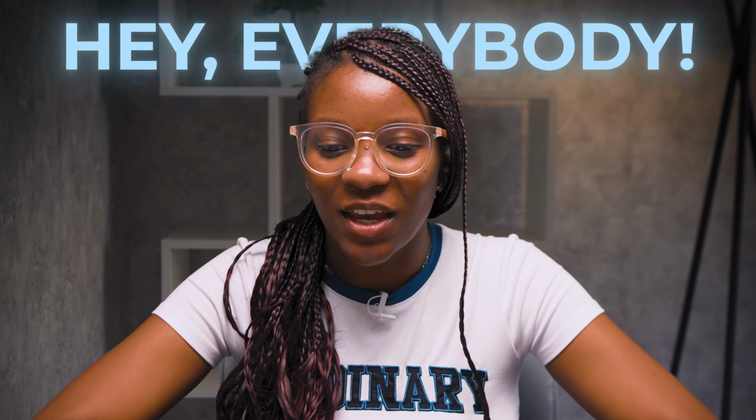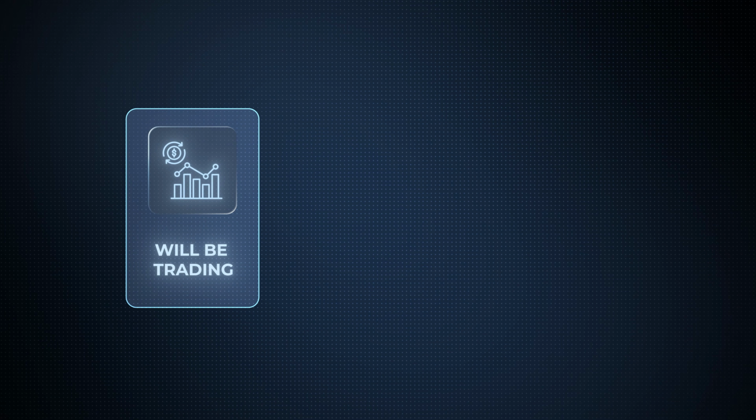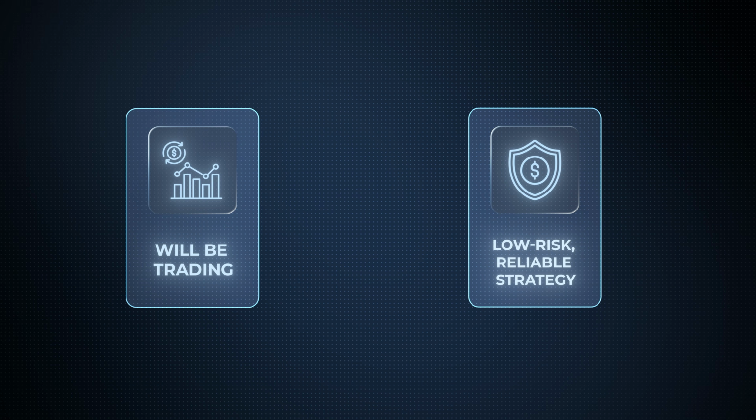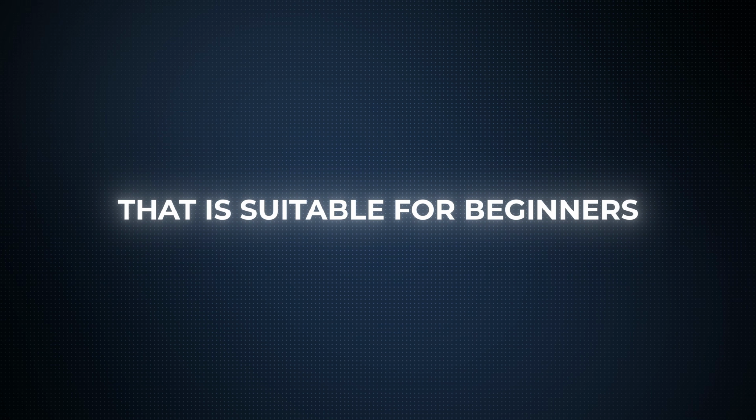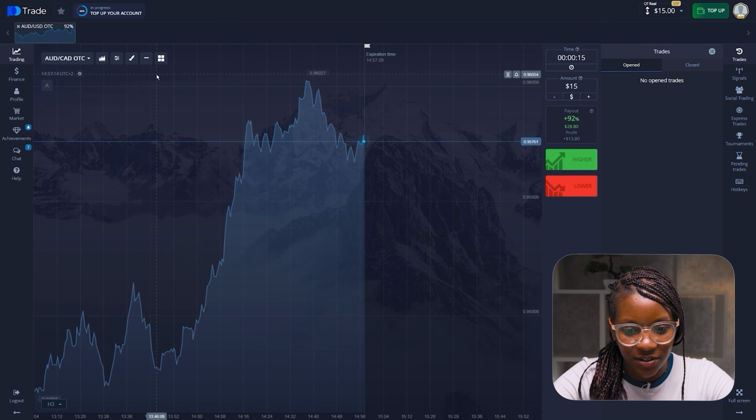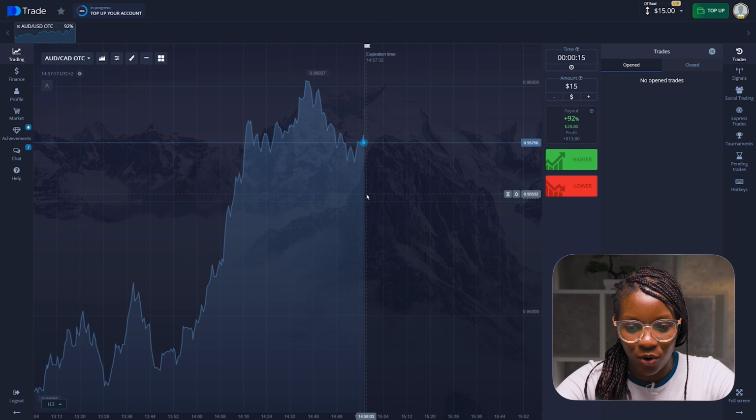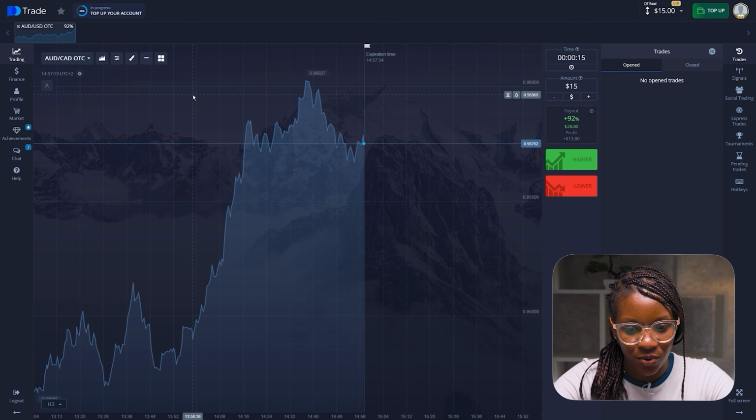Hey everybody! Today you and I will try to use a low-risk, reliable strategy that is suitable for beginners. Firstly, we have to display the graph so we will have a more readable and comfortable view.